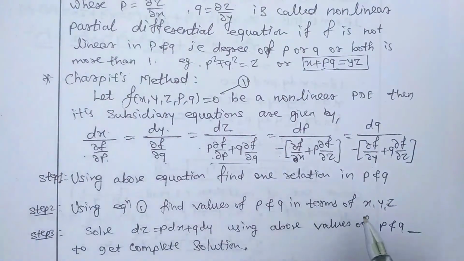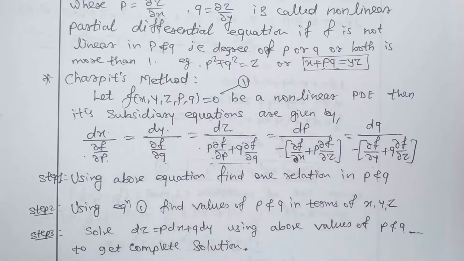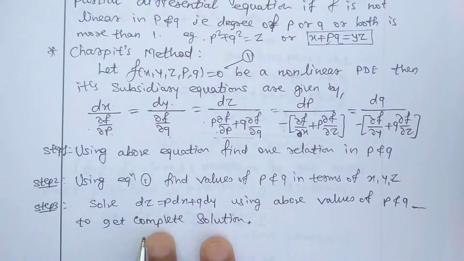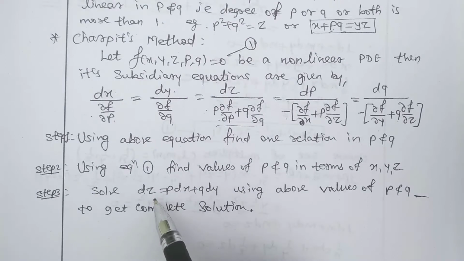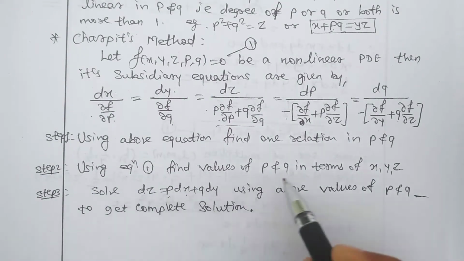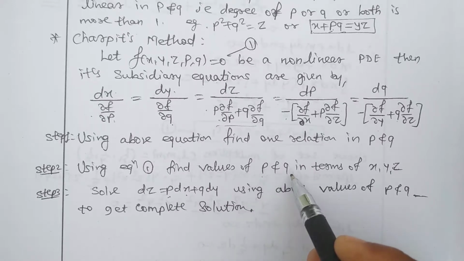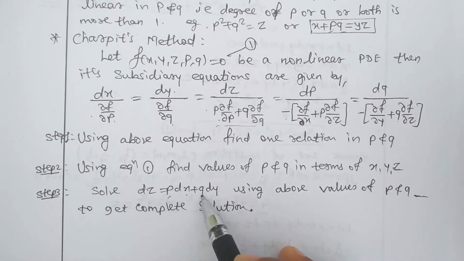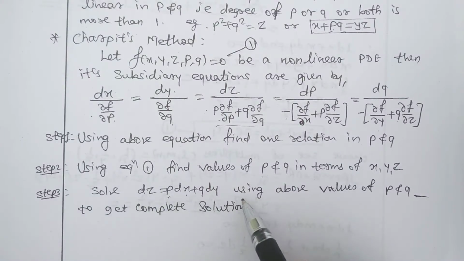Now after getting the values of p and q in terms of x, y, z, just solve the equation dz equals p dx plus q dy. Here put the values of p and q that we calculated in terms of x, y, z, and just integrate this differential equation.